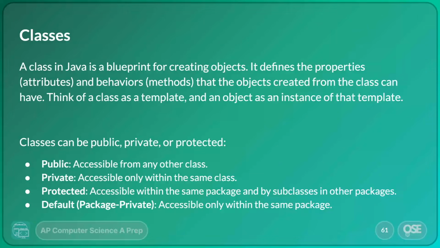Classes are essentially a blueprint for creating objects. They define the properties and behaviors that objects created from the class can have. Think of a class as a template and an object as an instance of that template. Classes can be of 4 types: public, private, protected, or default, or package private. In AP CSA, you're only going to need to focus on public and private classes. Essentially, public classes are accessible from any other class anywhere in the codebase, while private classes are only accessible from within that same class.